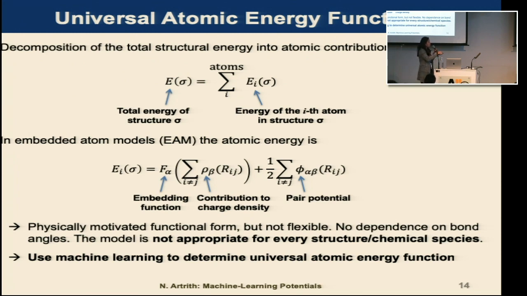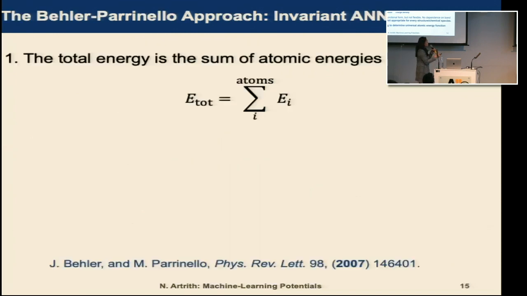So this model is not yet appropriate for every kind of structure and chemical species. So we would like to use a similar idea and have machine learning help to make the potential. In 2007, Behler and Parrinello demonstrated how to apply this method using a neural network. I just would like to show you step by step how it works.